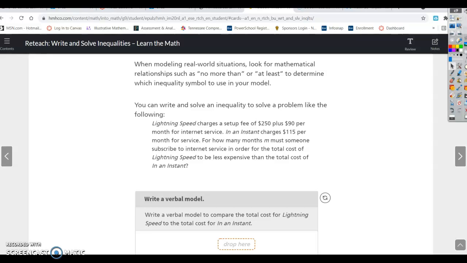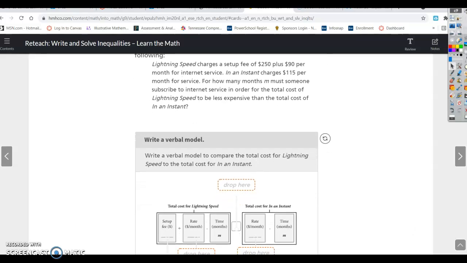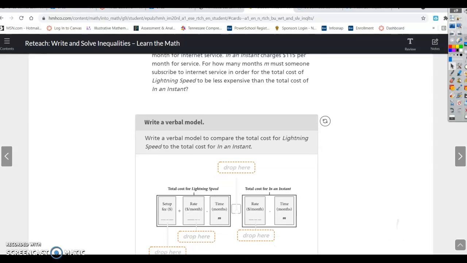You can write and solve an inequality to solve a problem like the following. Lightning Speed charges a setup fee of $250 plus $90 per month for internet service. In an Instant charges $115 per month for service. For how many months must someone subscribe to internet service in order for the total cost of Lightning Speed to be less expensive than the total cost of In an Instant?